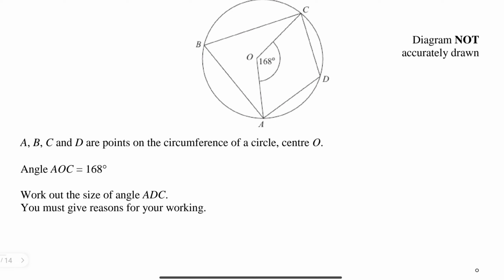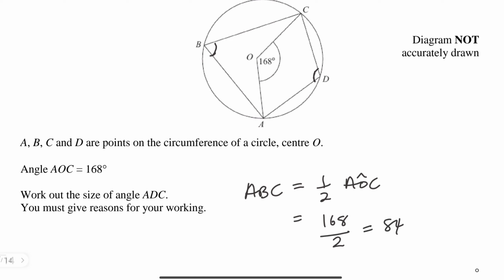Okay, question 2. We have AOC, which is 168 degrees. So we are asked to find ADC. For us to find ADC, first we can find this angle here. ABC is going to be half of AOC, which equals 168 divided by 2, which is 84 degrees.